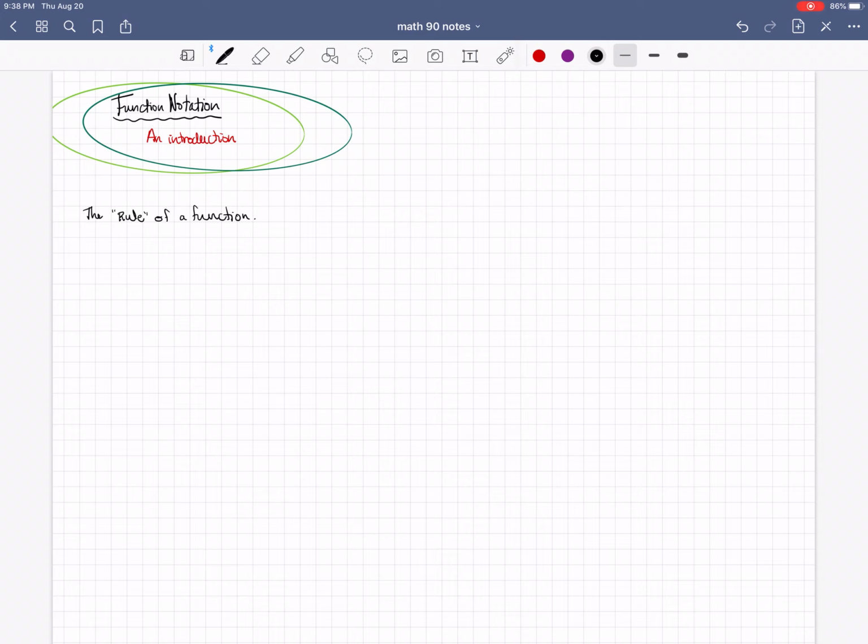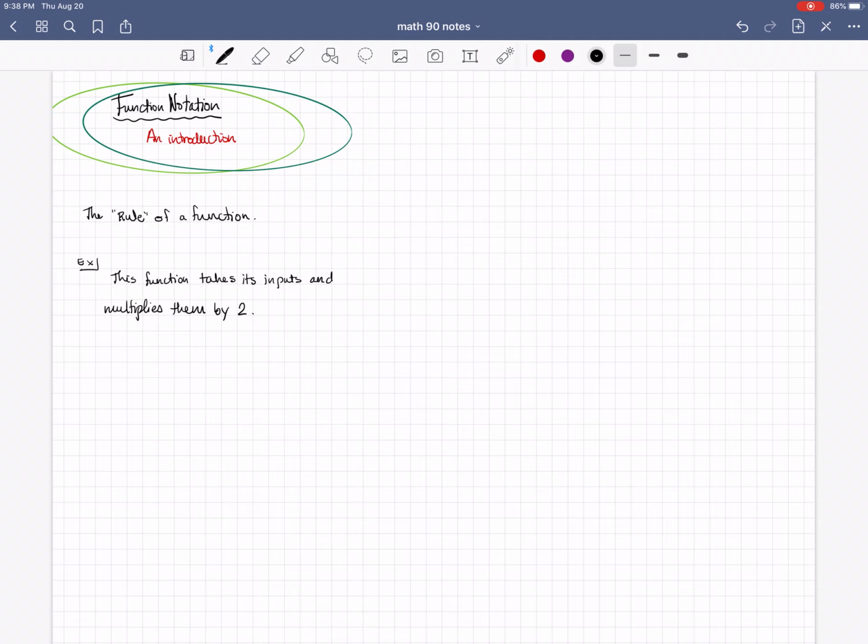So, for example, this function takes its inputs and multiplies them by 2. Okay, so that's an awful lot of writing.